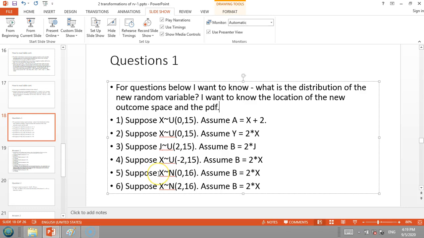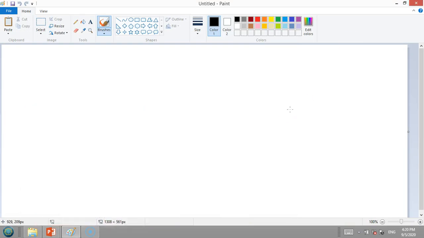Suppose X is normal, 0, 16. B is 2 times X. Okay? So X is normal.